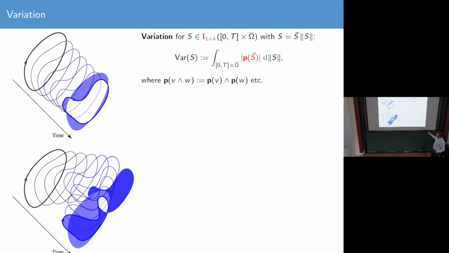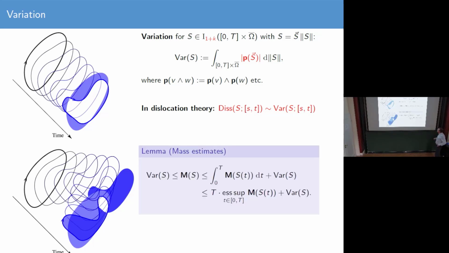This area once, so it has some sort of more complicated structure. And this is counted correctly by this expression. And in dislocation theory, as I said, the dissipation is roughly the variation. It's not entirely true, because it depends a bit on what reference deformed frame, but I think this roughly counts the number of bonds cut.